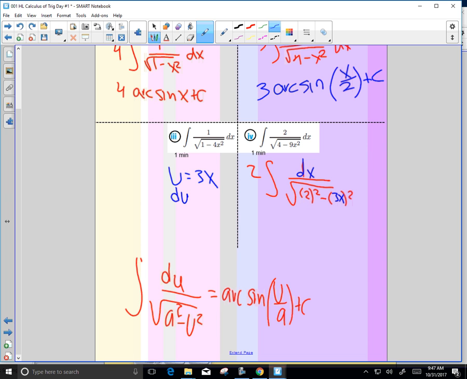What's du? 3 dx. So you're going to need a 3 here, and I'll pull out a 1/3 here. We also have an a. An a is the square root of 4, which is just 2. So we have 2/3 integral of du over the square root of a squared minus u squared.